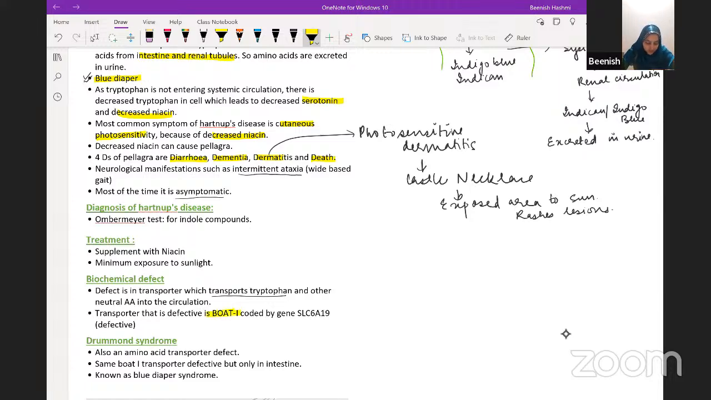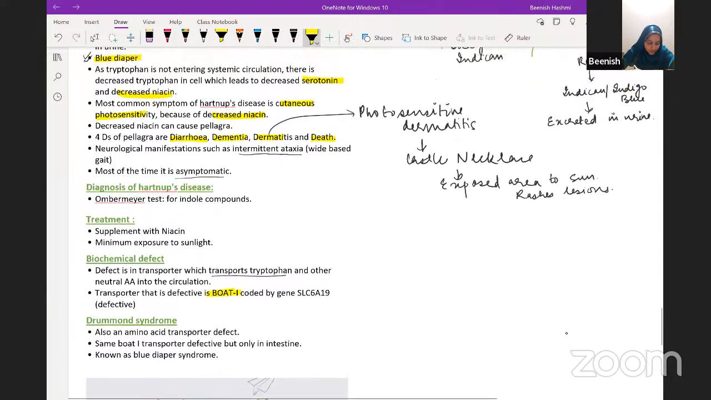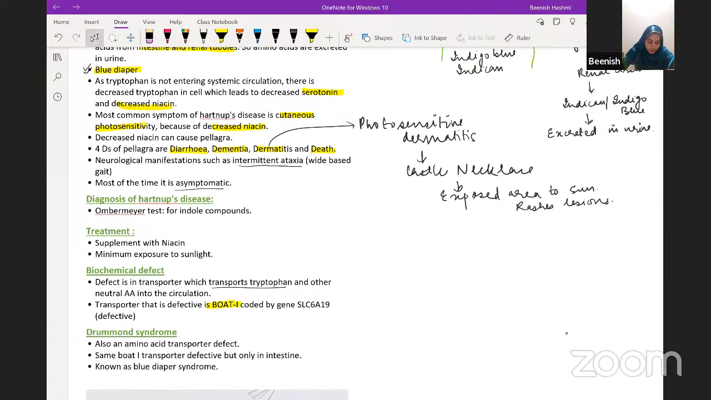Okay. So talking about Drummond syndrome, it is also an amino acid transporter defect, but the difference is here the B0AT1 transporter is defective only in the intestine. Unlike Hartnup's disease, where it was defective both in the intestine and the renal tubules, here the B0AT1 is defective only in the intestine, and it is known as blue diaper syndrome.